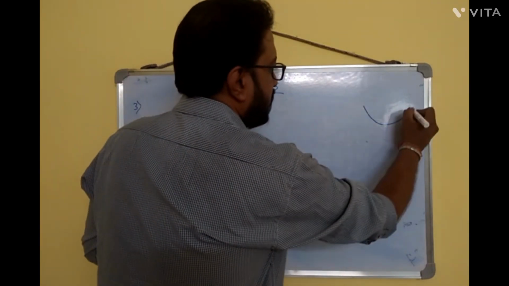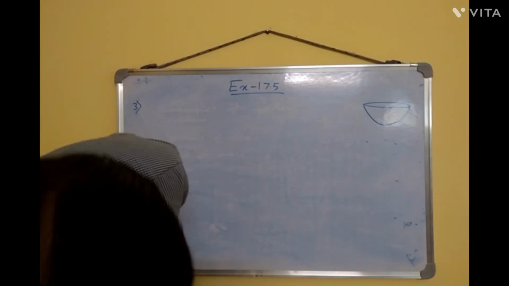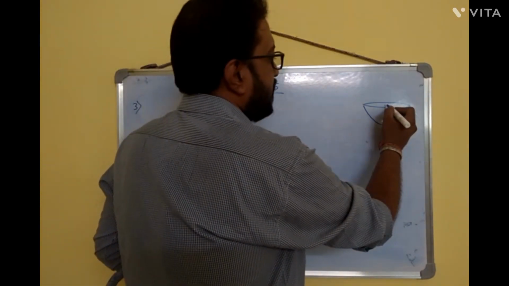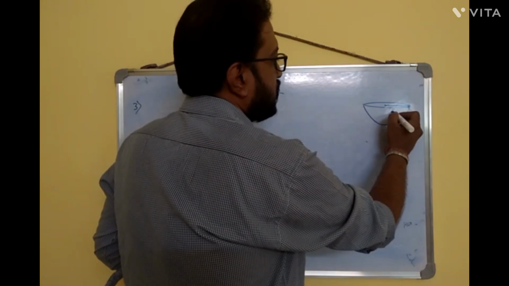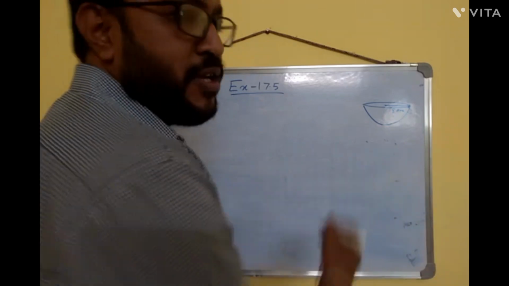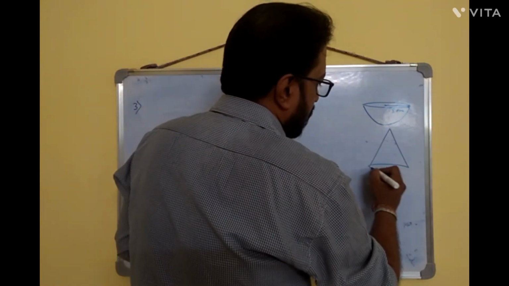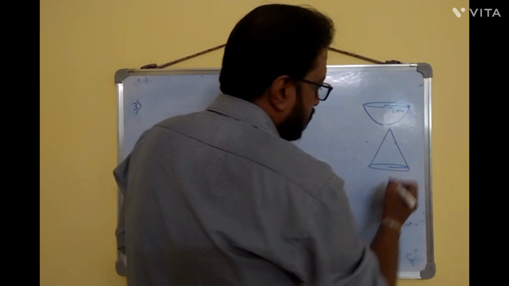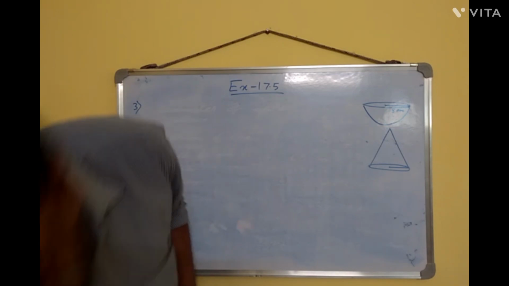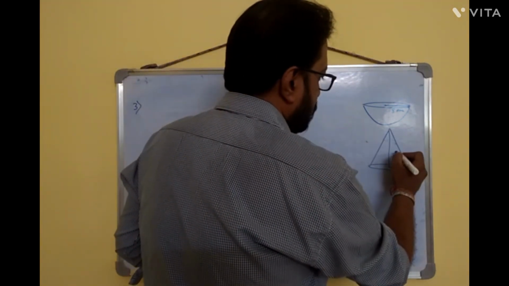Obviously this is my hemisphere whose radius is given, radius 8 centimeter. Basically in this exercise we do not need any drawing. We don't need any kind of drawing. Still I am just drawing it to make you happy. And this is my cone whose radius is 6 centimeter. And I have to find out the height h.